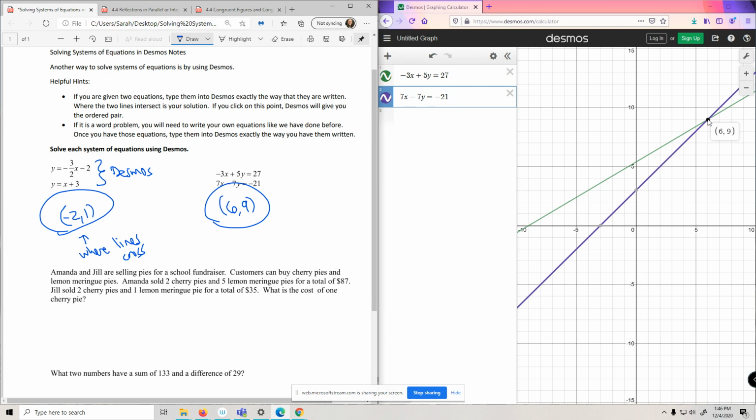So if you're already given equations, it's pretty easy. Just type them into Desmos exactly the way you see them. Don't do anything to them.